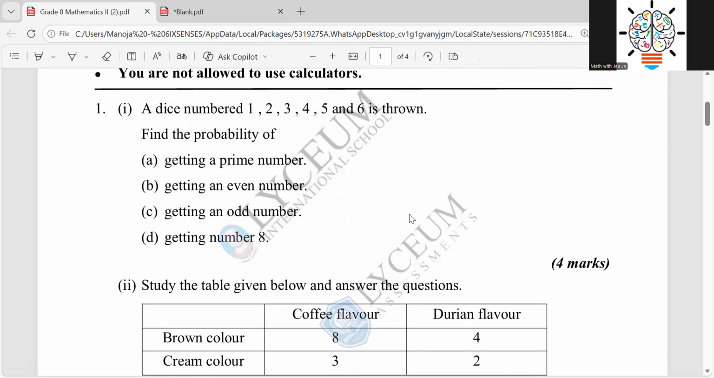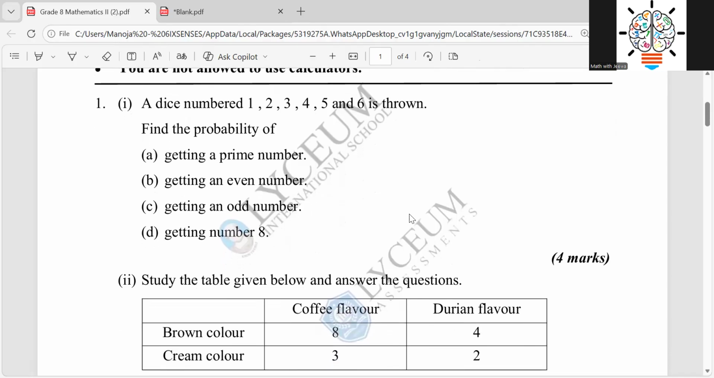It is from the probability lesson. A dice numbered 1, 2, 3, 4, 5, and 6. You know, in a die, we have 6 faces, and they have numbered the faces as 1, 2, 3, 4, 5, 6. Find the probability of getting prime numbers.